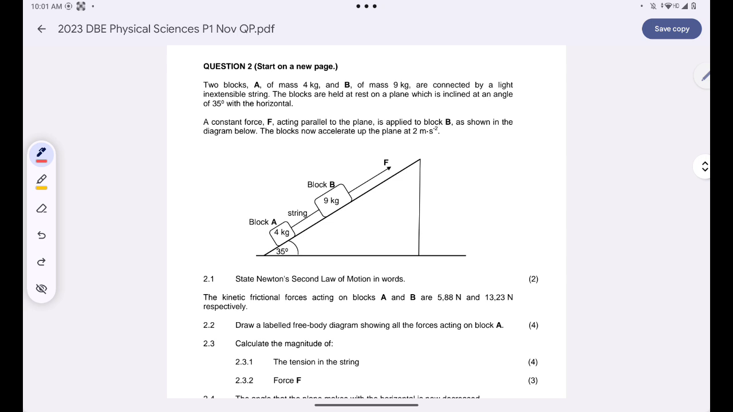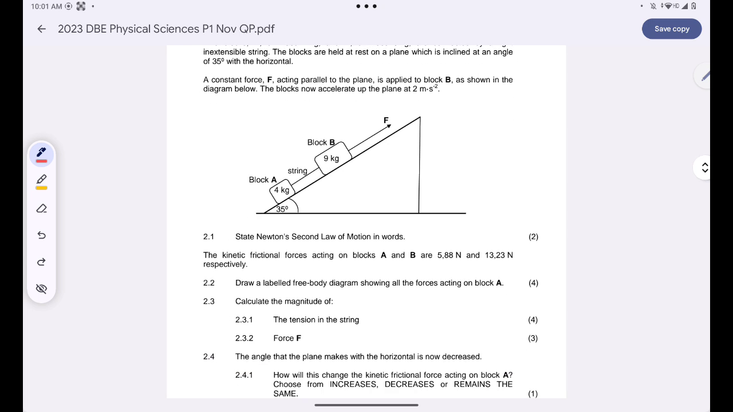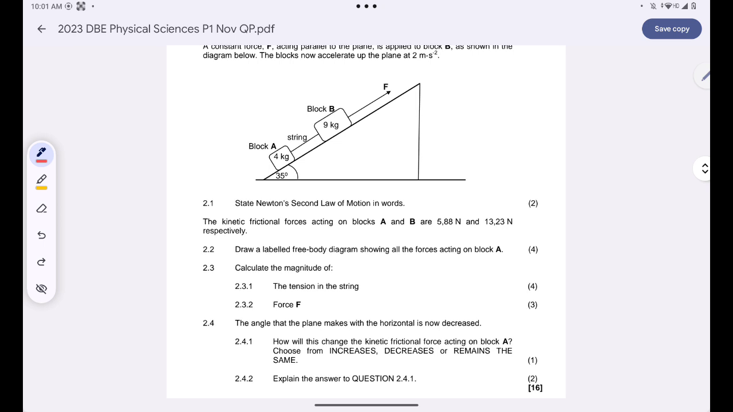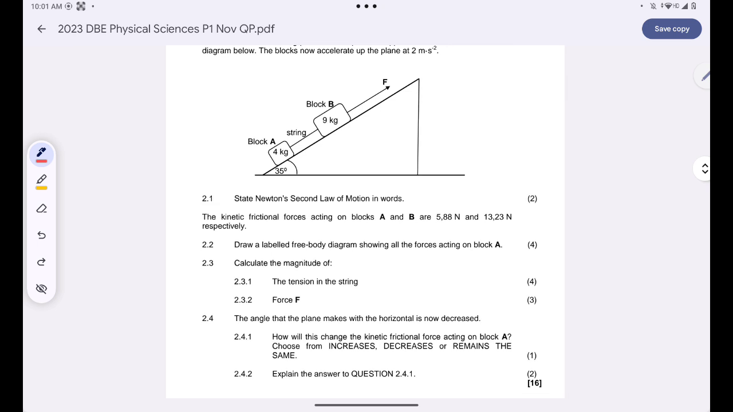The first question says: state Newton's second law of motion in words. It states that when a net force acts on a body, the body will accelerate in the direction of the net force with an acceleration that is directly proportional to the net force and inversely proportional to the mass of the body. Others may prefer to say that F net is equal to the rate of change of momentum. It's still okay.